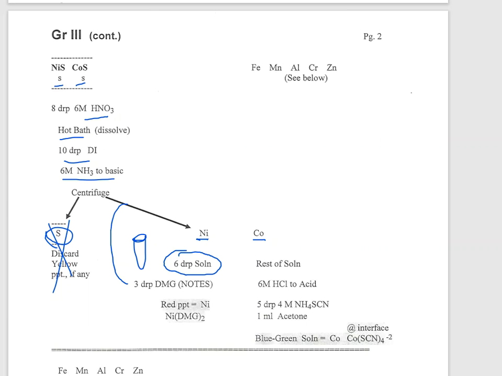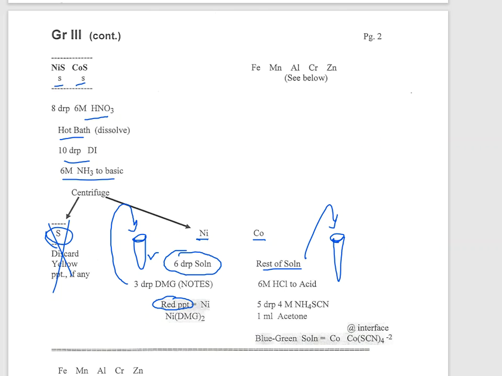I add 3 drops of nickel DMG, or DMG. That will form nickel DMG, which is a red precipitate. So if I see a red precipitate that forms, ding ding, nickel is present. I've just confirmed it.